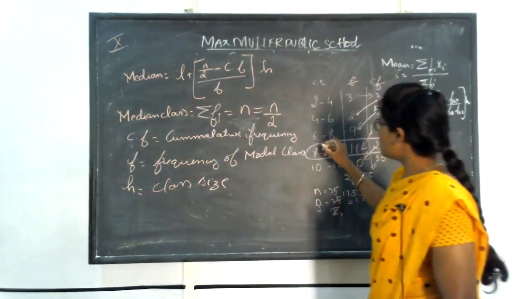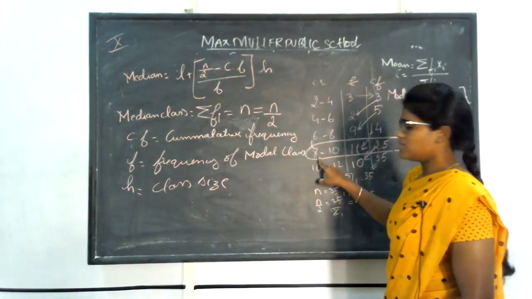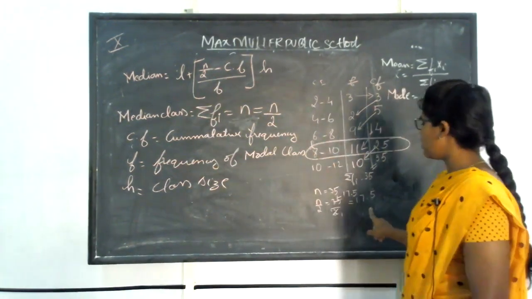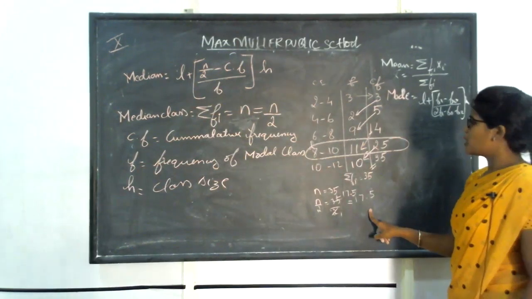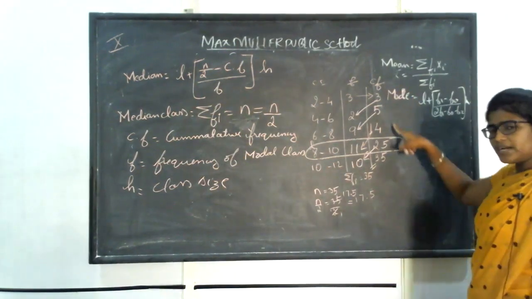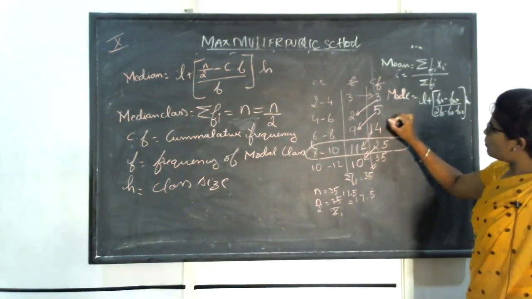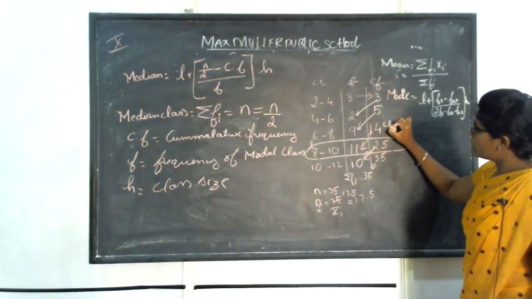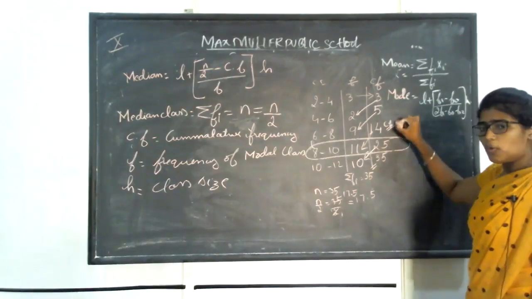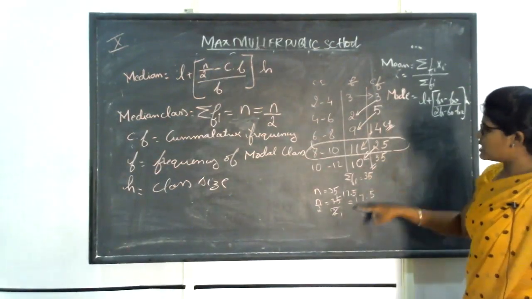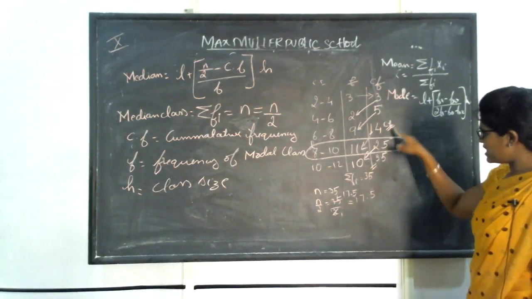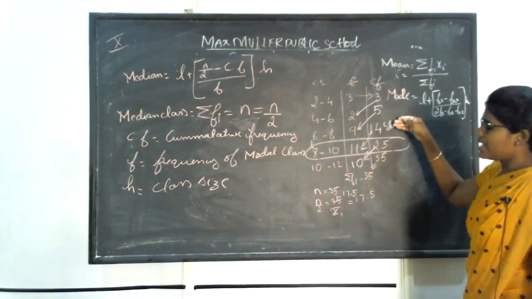Now, L is the lower limit of the median class, so it is 8. Then n by 2, I've got 17.5. Then cumulative frequency: come to the cumulative frequency column, but you're not going to take this 25. You're going to take the above number. Why? Because this value 17.5 lies between these two, so we take the above number.